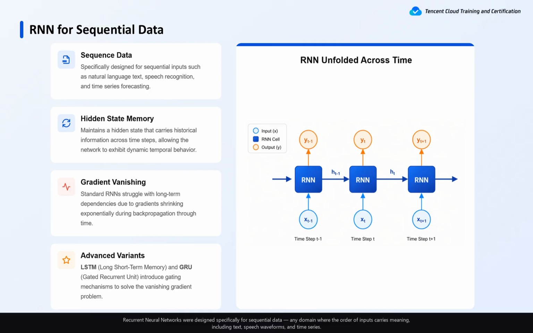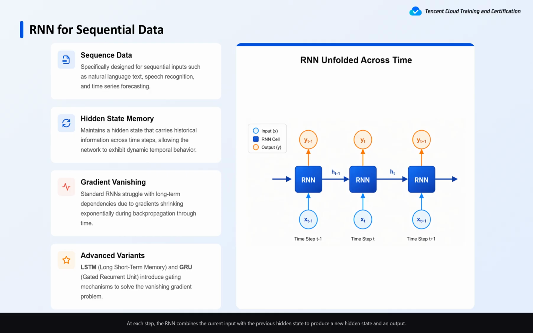Recurrent neural networks were designed specifically for sequential data, any domain where the order of inputs carries meaning, including text, speech waveforms, and time series. The defining innovation in RNNs is the hidden state, a vector that is updated at each time step as the network processes the sequence. This hidden state acts as a form of memory, carrying forward contextual information from earlier positions to inform the processing of later ones.